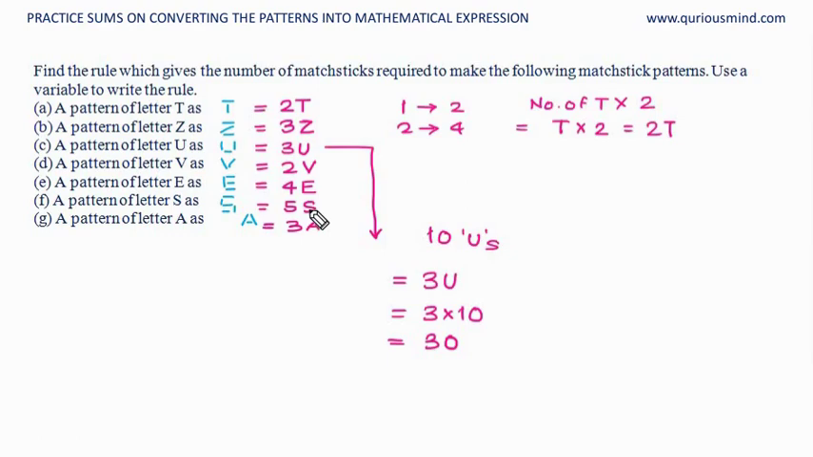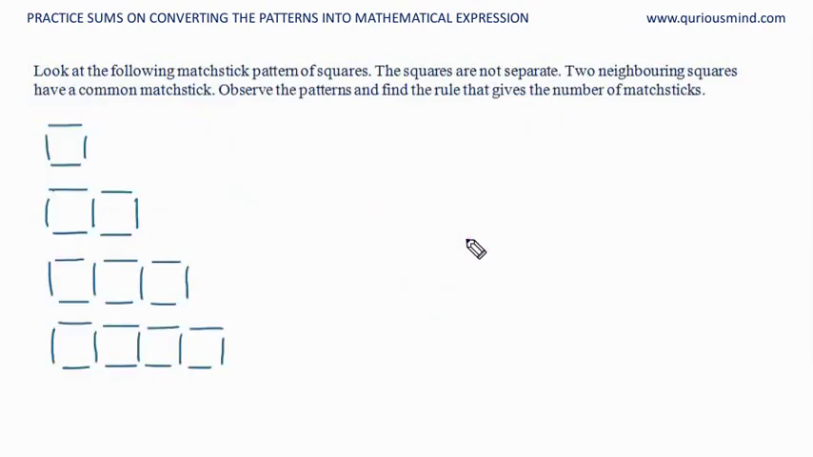Let's do the next one. Look at the following matchstick patterns of squares. The squares are not separate. 2 neighboring squares have a common matchstick. Observe the patterns and find the rule that gives the number of matchsticks. Now here, we'll write how many squares we are making and how many matchsticks are needed. And finally, we will write the pattern.